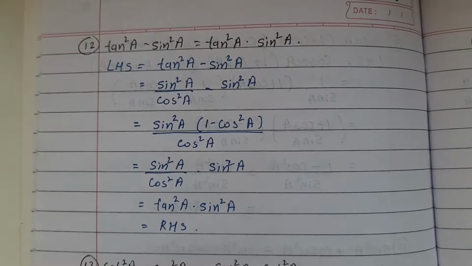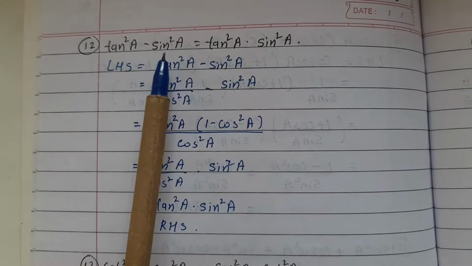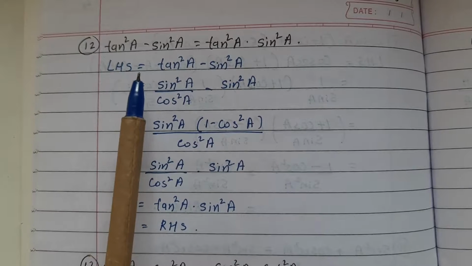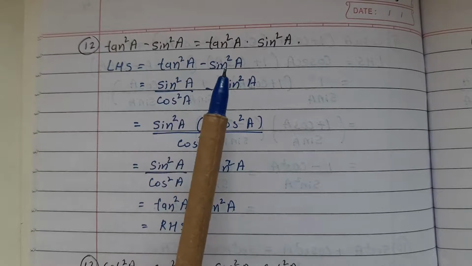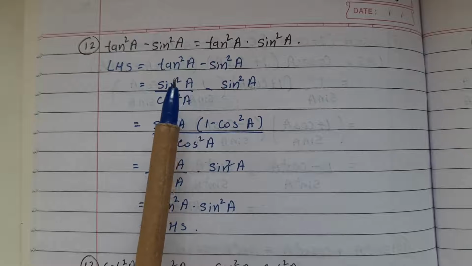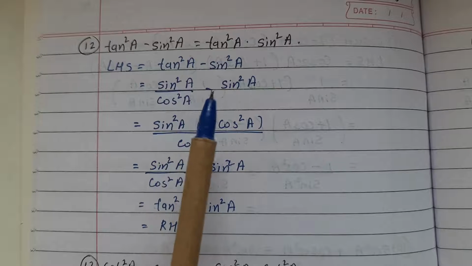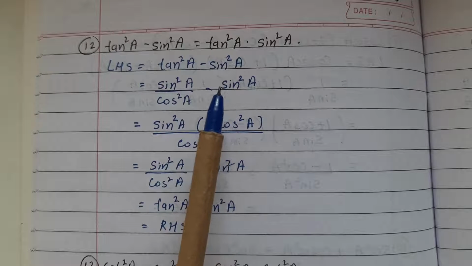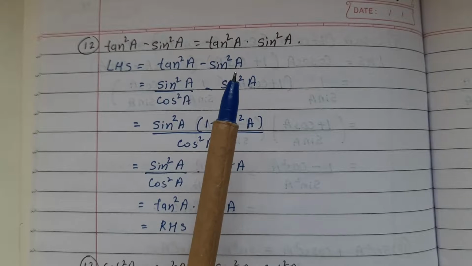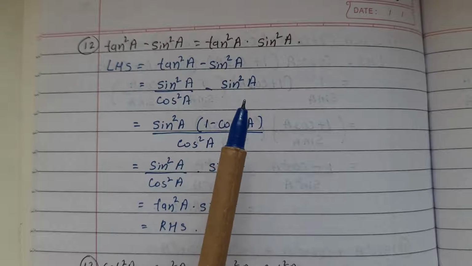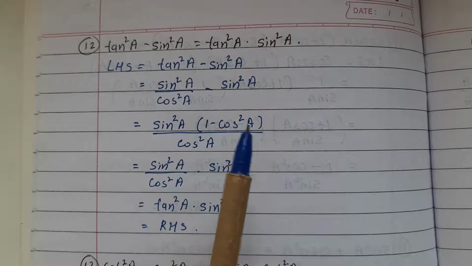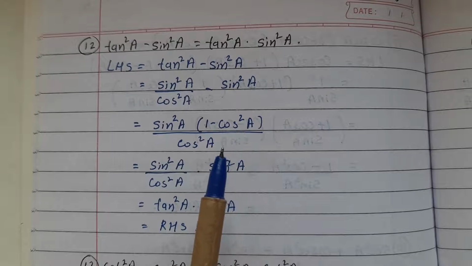Sum number 12: tan square A minus sin square A equals tan square A into sin square A. Left hand side is equal to tan square A minus sin square A. Tan square A is sin square A upon cos square A minus sin square A. Here sin square A is common, so 1 upon 1, multiply and divide by cos square A. So we get sin square A into 1 minus cos square A upon cos square A.